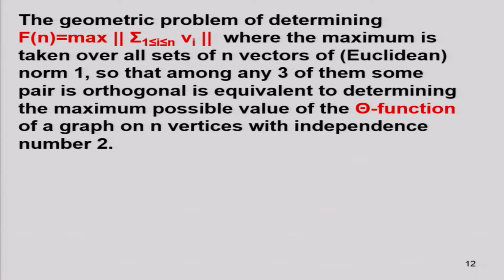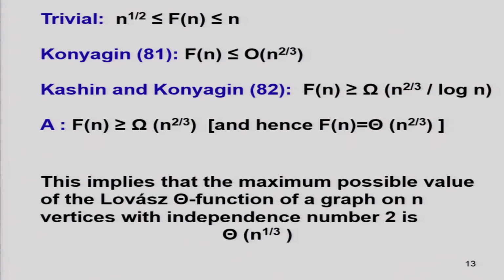But it's equivalent to this question of deciding what is the maximum possible norm of a sum of n vectors so that among any 3, some pair is orthogonal. It's an equivalent question. You still have to play with f of n a little bit to get the value of this question about the theta function, but there is a formula relating the two things. So that's the motivation, and well, that was the motivation, but maybe it's a natural question in itself.